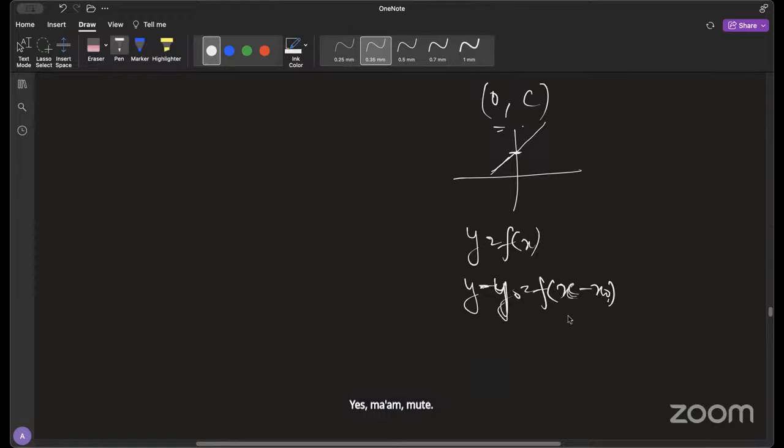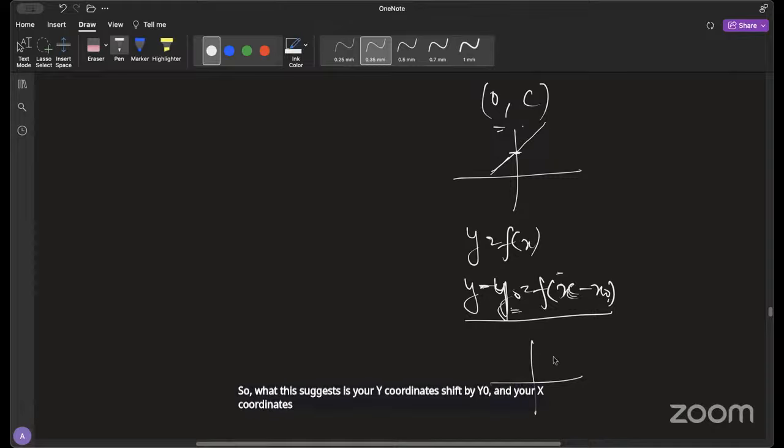You try to write it in this manner. So the main thing that you had, like in this one, what this suggests is your y coordinate shifts by y naught and your x coordinate shifts by x naught. That's the shift.